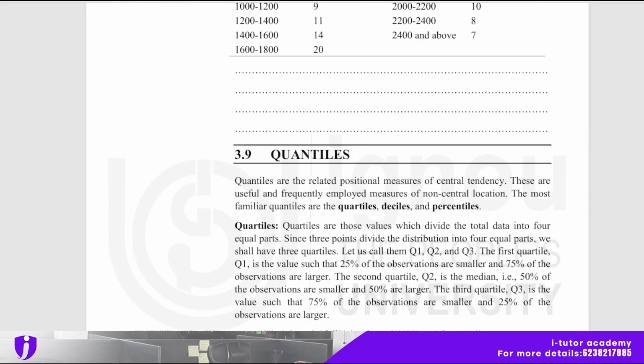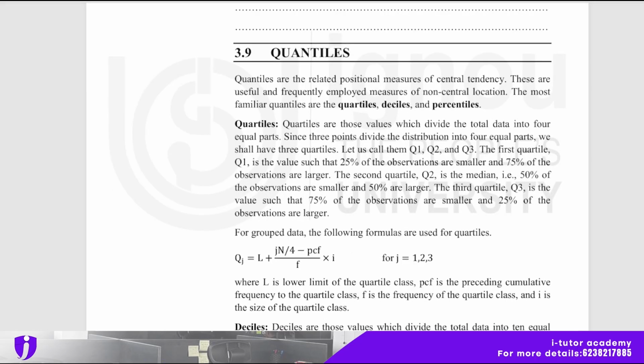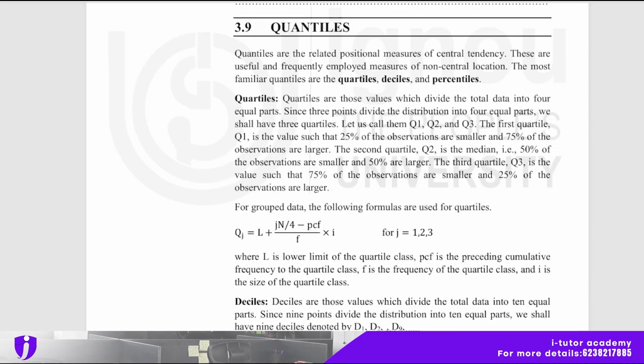And quantiles. So what are quantiles? Quantiles are the related positional measures of central tendency. These are useful and frequently employed measures of non-central location. The most familiar quantiles are the quartiles, deciles and percentiles.